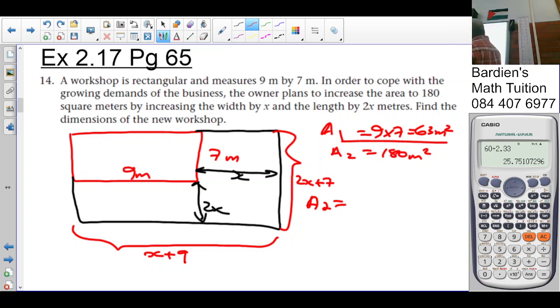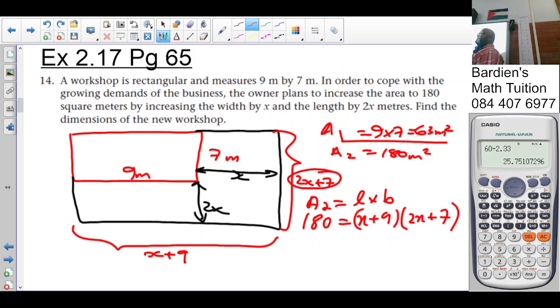How do you calculate the area of the second piece? Length times breadth. So what is the area 2? 180 is equal to length, which is x plus 9, times the breadth, which is 2x plus 7. But you're going to argue that it might look like this is bigger. It doesn't matter. x plus 9 multiplied by 2x plus 7 is the same as 2x plus 7 multiplied by x plus 9.